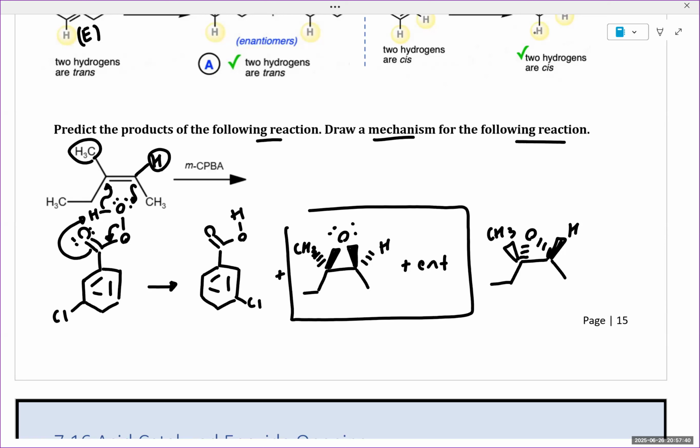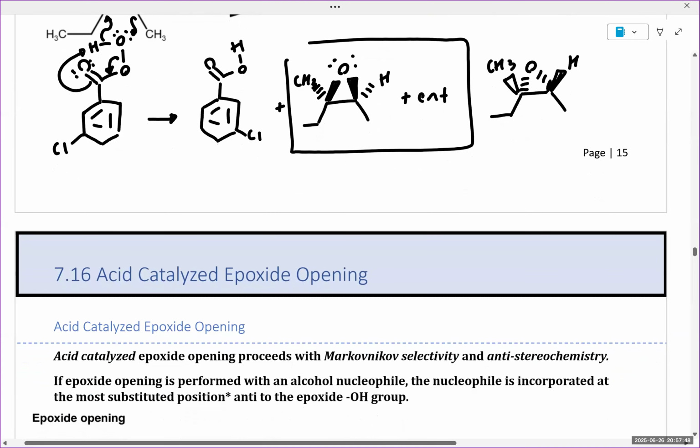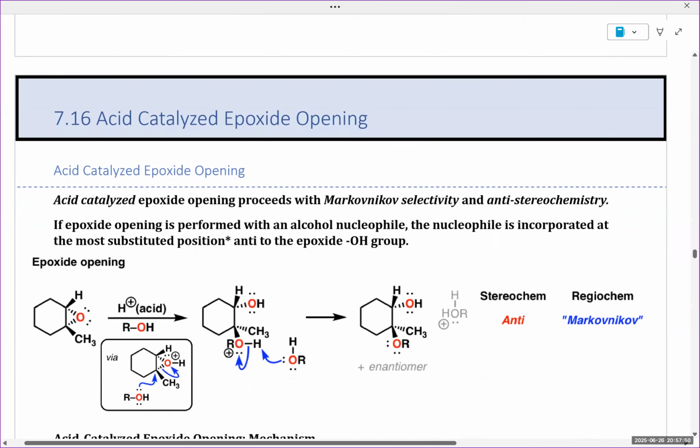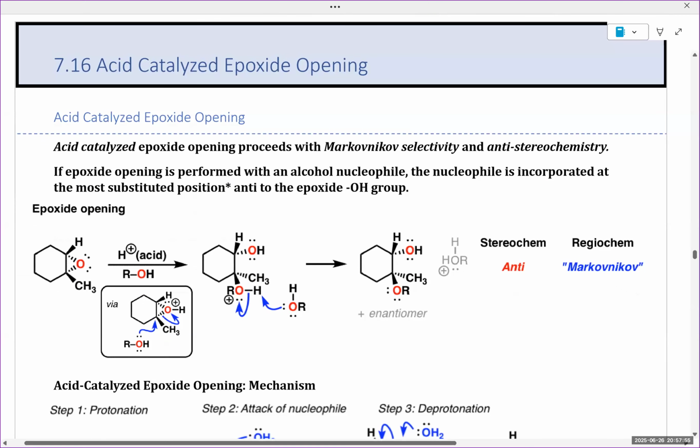Okay, so we've practiced drawing out epoxidation mechanisms. Let's look at another way that we can use these epoxides. So acid-catalyzed epoxide opening is a really useful process to make diols and ethers. In acid-catalyzed epoxide opening, it proceeds with Markovnikov selectivity and anti-stereochemistry.